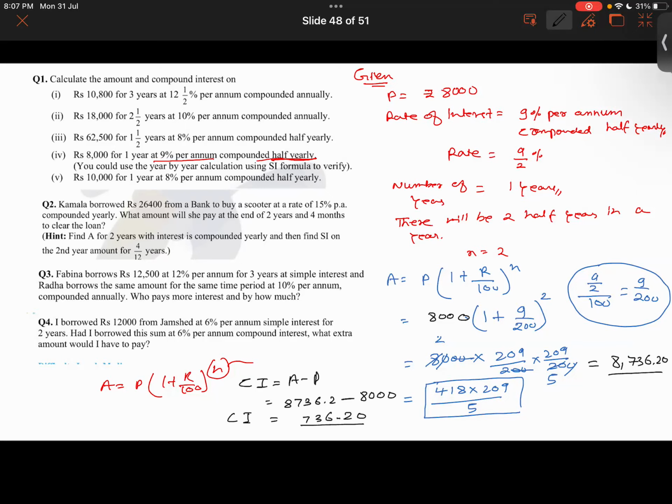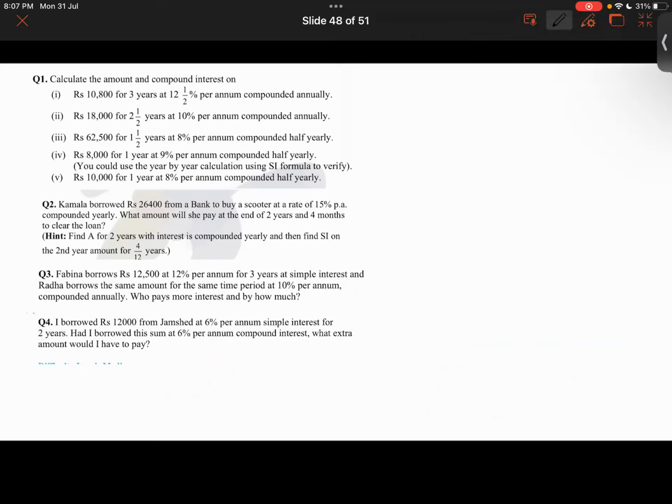Now, see question number 2. Read the question. What does it say? Kamala borrowed rupees 26,400 from a bank to buy a scooter at a rate of 15 per annum, compounded yearly. What amount will she pay at the end of 2 years and 4 months to clear the loan?